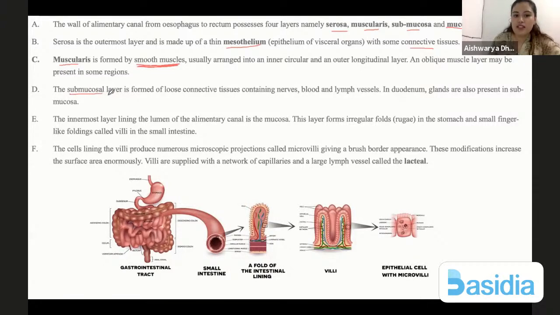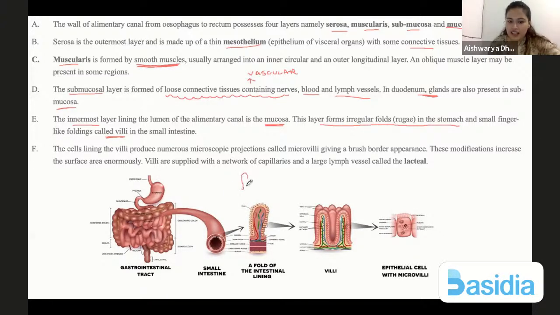Then there is the submucosal layer formed of loose connective tissues containing nerves, blood, and lymph vessels. So this is the vascular layer. In the duodenum, the glands are present in the mucosa, or it is generated from the submucosal layer. The innermost layer is the mucosa. This layer forms the irregular folds, or the rugae, in the stomach, and in the small intestine, it will form foldings called villi. So these are the villi, if you can see here.